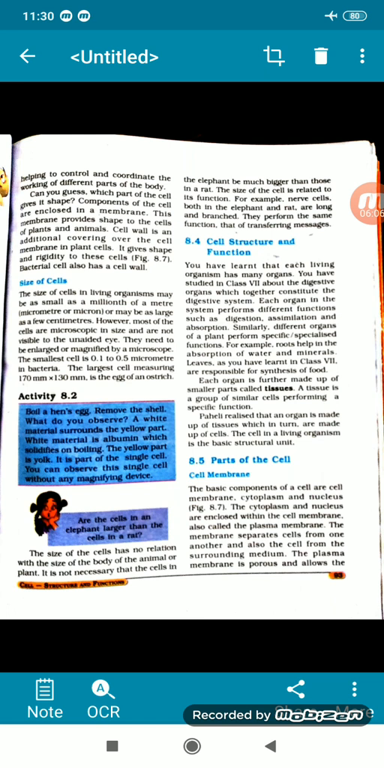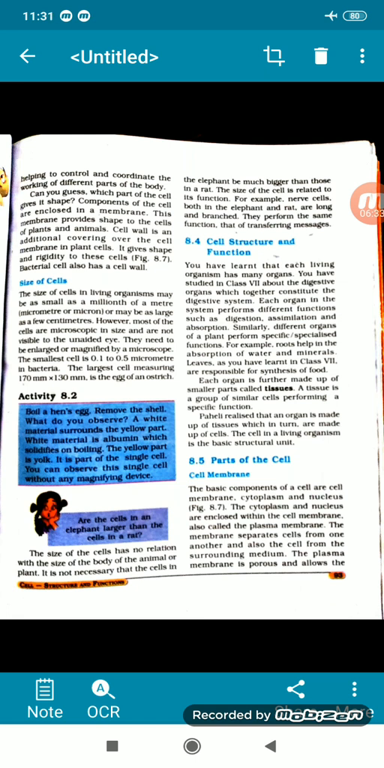The size of cells in living organisms may be as small as a millionth of a meter. However, most of the cells are microscopic in size, very small, which cannot be seen with the unaided eye. They need to be enlarged or magnified by a microscope. Underline. The smallest cell is 0.1 to 0.5 micrometer. This is the unit. The largest cell, 170 mm into 130 mm, is the egg of an ostrich.